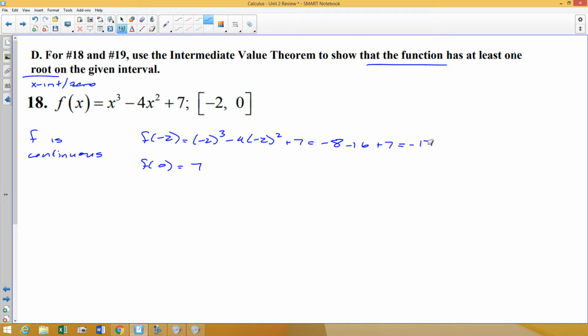We go from a value less than 0 to a value greater than 0. So f of -2 is less than 0, and f of 0 is greater than 0. Therefore, we know that f of x must equal 0 somewhere on the interval -2 to 0. We don't know where it happens. We're not solving the equation. We're just showing that f of x does equal 0.